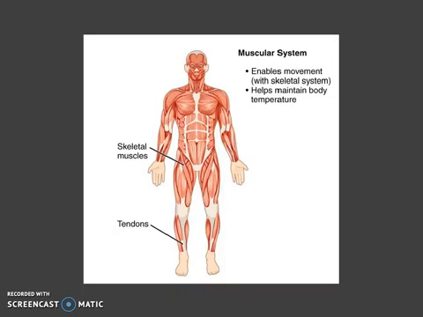The muscular system helps with the movement of the body. Remember, we said the muscles attach to the bones, and when the muscles contract, they pull on the bones to help us move around. They also help to maintain our body temperature, because think about what happens when you get really cold. You start to shiver, and shivering is just an involuntary contraction of the skeletal muscles that helps to generate heat. In addition to skeletal muscles, tendons are the structures that connect skeletal muscles to the bones.